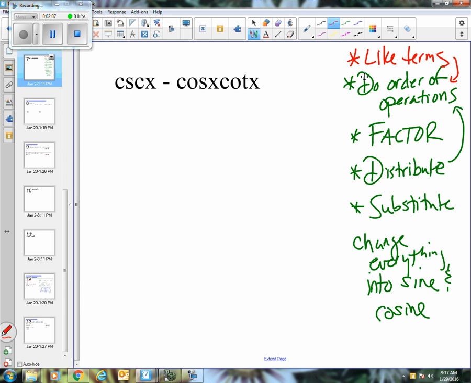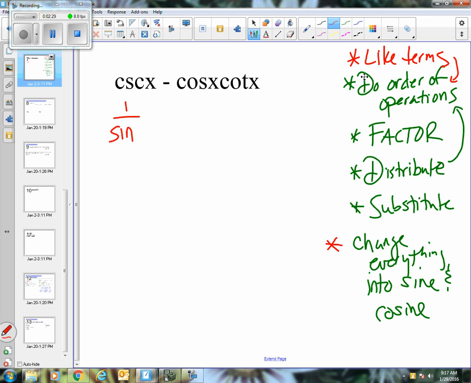Can you factor? Well, is there a GCF? Well, no, because none of those are the same. Can I distribute? No, there's no parentheses. So I must be looking at a substitution situation. So what kinds of substitutions could I make? In this case, there are no squares on anything. So the Pythagorean ones are out of it. So I think I'm down to, let's change everything into sine and cosine and see what happens.